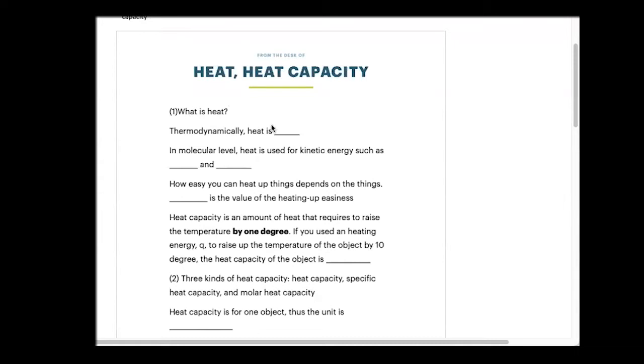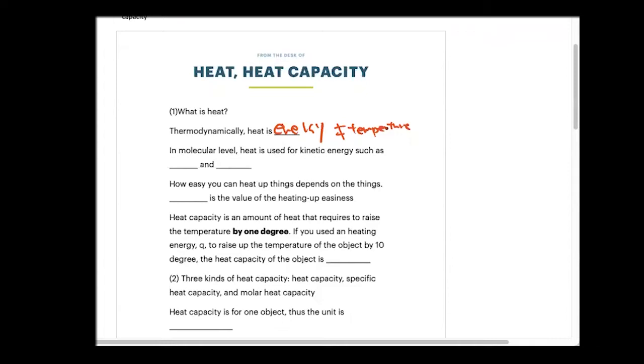So thermodynamically, heat is energy, and it is important to make sure that heat is not equal to temperature. In daily conversation, we use heat and temperature in the same way, but in physics, heat is energy and temperature is the result of the energy that you can measure. So this is very important to remember.